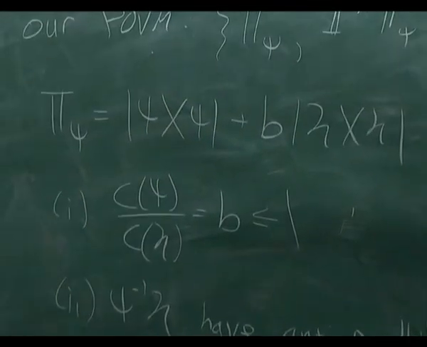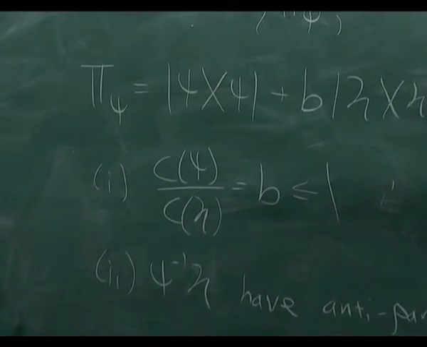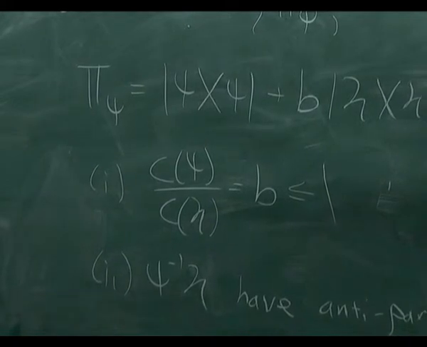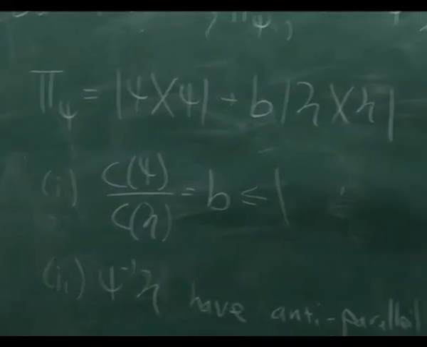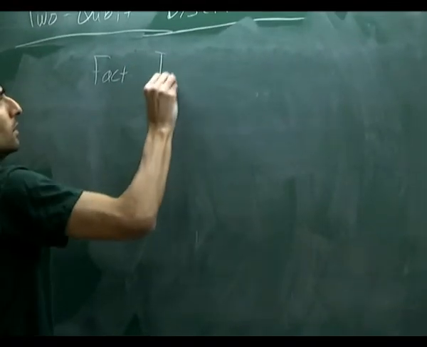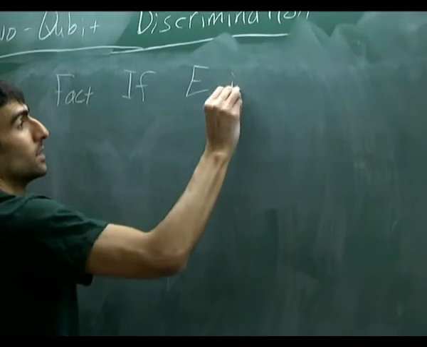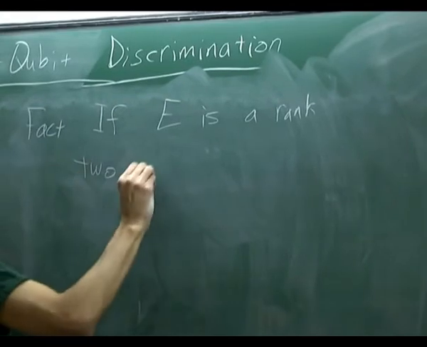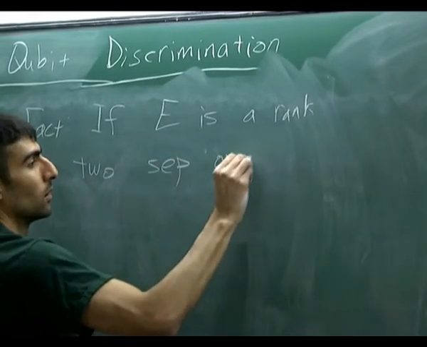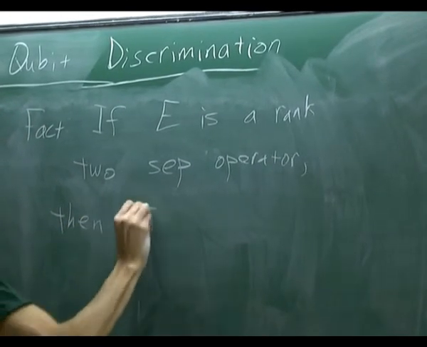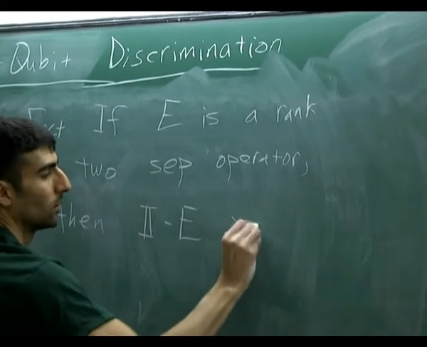Okay, and for this, we're going to use sort of a trick. Actually, this is a fact. The fact is that, in general, if E is a rank 2 separable operator, then I minus E is also separable.